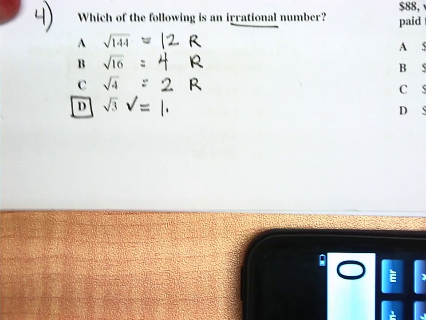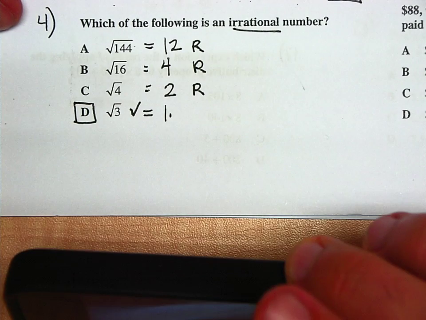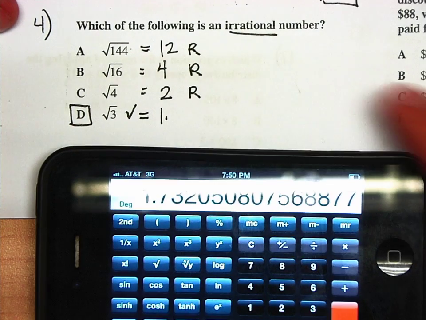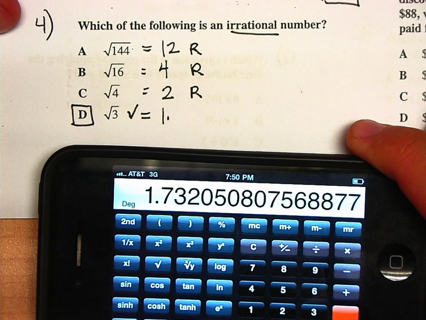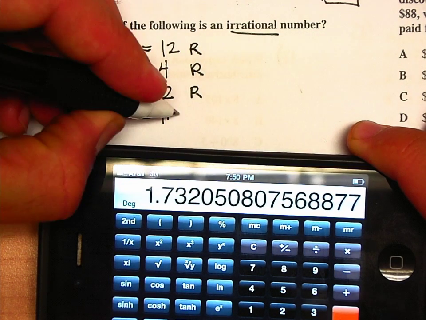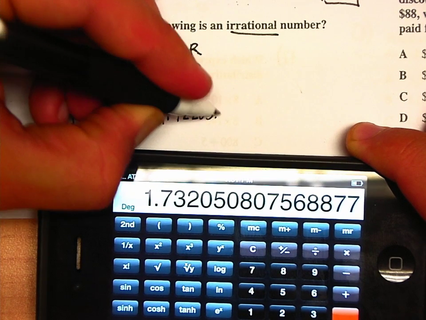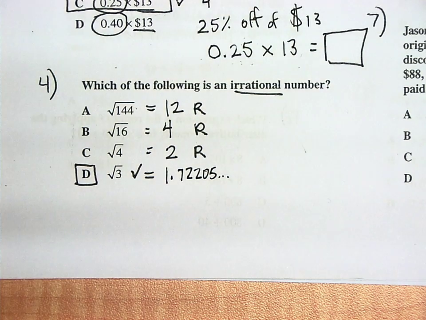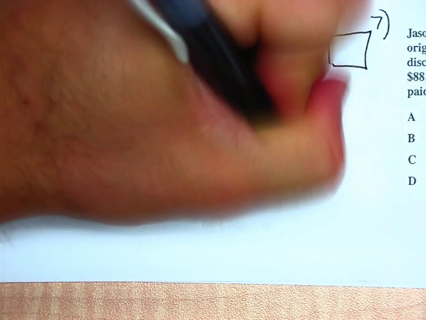But just to prove it, I'll put it in my calculator, although I already have my answer. And if I find the square root of 3, you can see I get 1.732050807568877, and that number would never stop. 1.7325... And so that number doesn't repeat, doesn't terminate. This is the irrational number, and the answer is D.